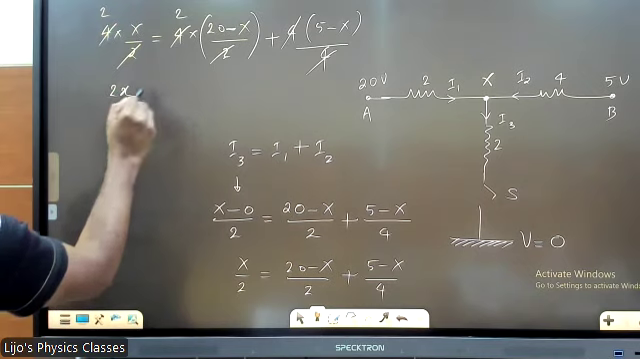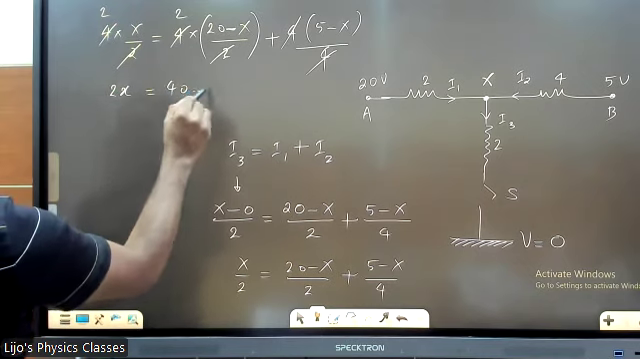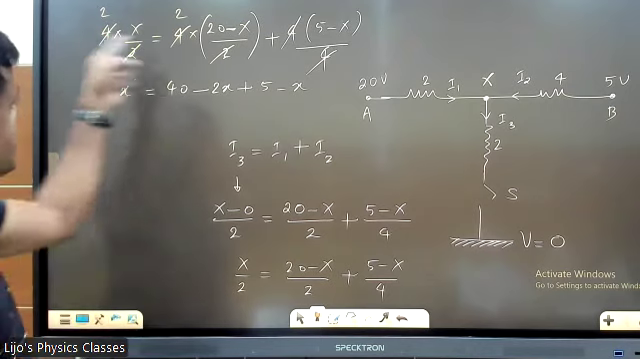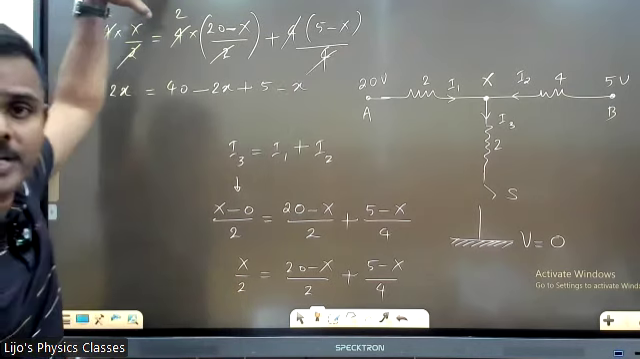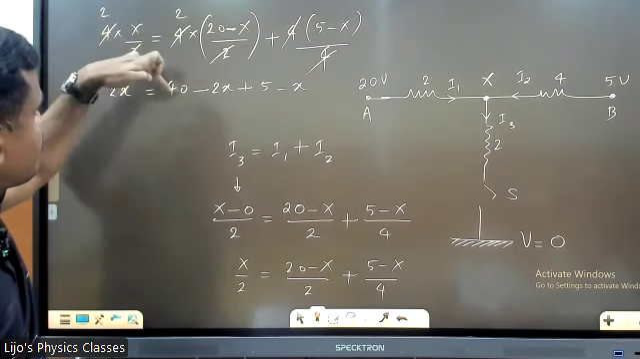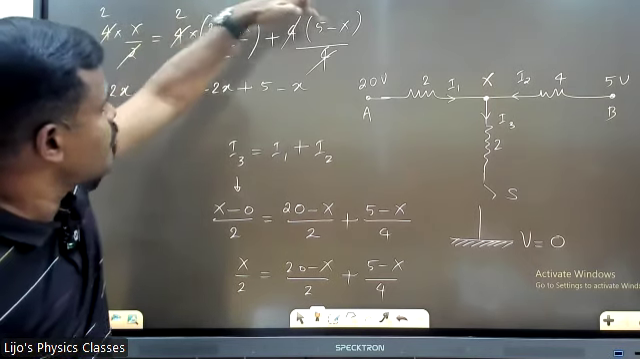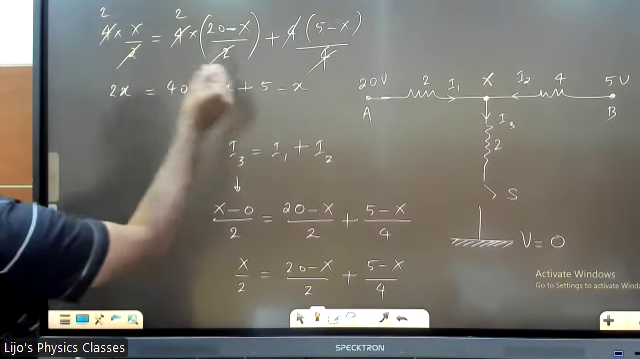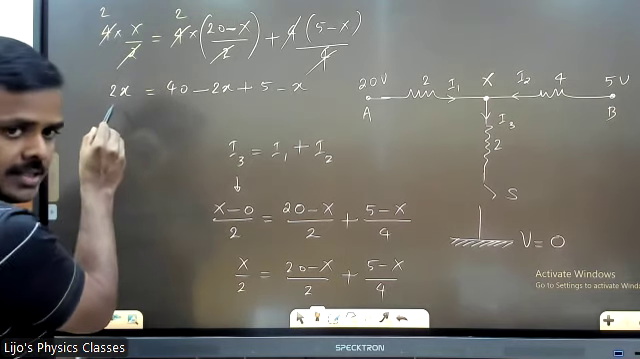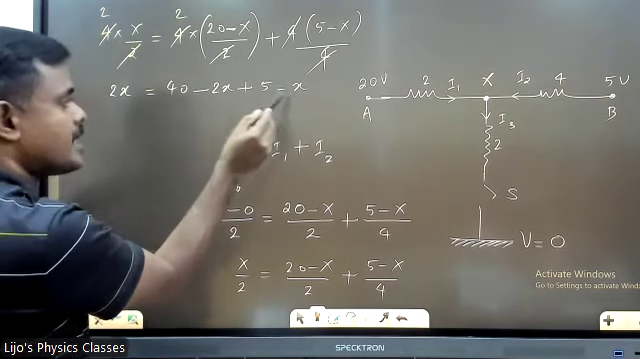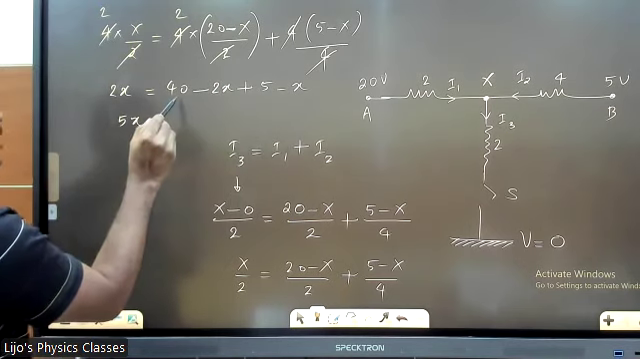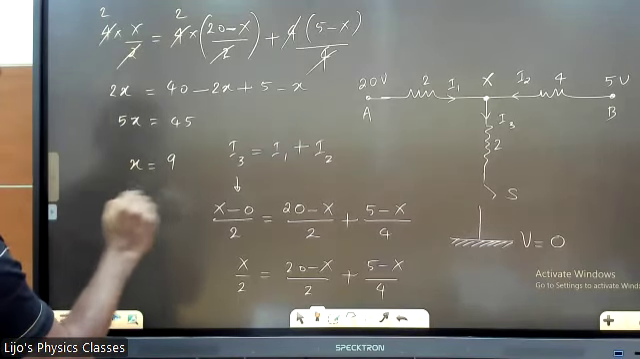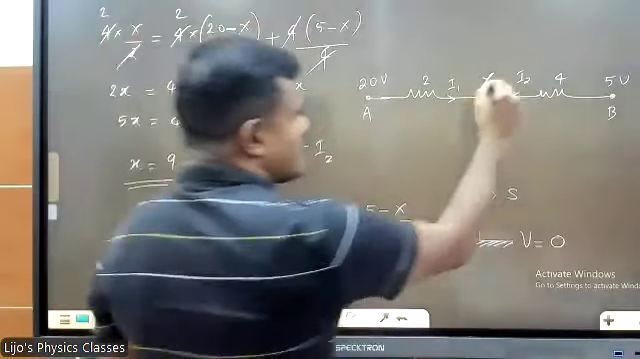So what do I get? 2x is equal to 2 into 20, 40, minus 2 into x, 2x, plus 5 minus x. I just expanded it. Then minus 2x comes to this side, minus x comes to this side. What do I get? 2x plus 2x plus x, that will be 5x, is equal to 40 plus 5, 45. X is equal to 45 by 5, 9 volts. So I got the potential of this location.